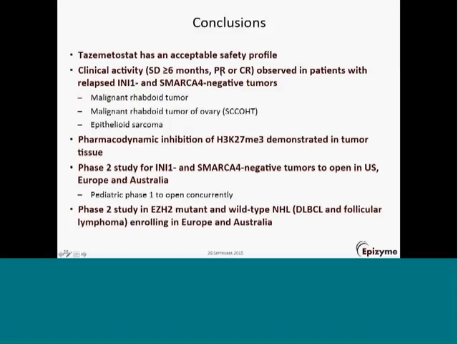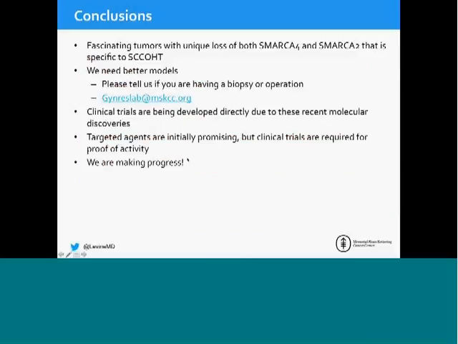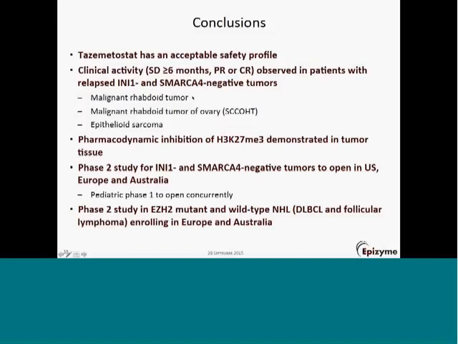So where do we go from here? The company is launching a phase 2 study that's going to be open internationally, and I'm very pleased to report that we have this trial at our center. And the trial is going through our mechanism to open it. I expect the trial to be open in the first quarter of 2016.